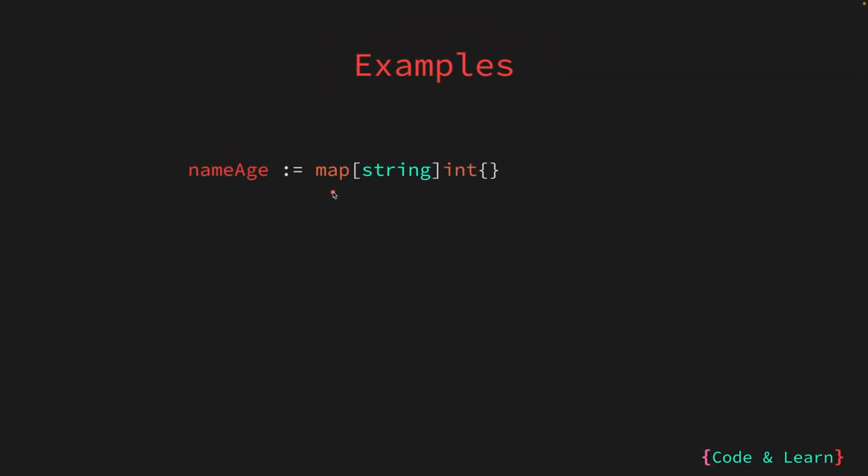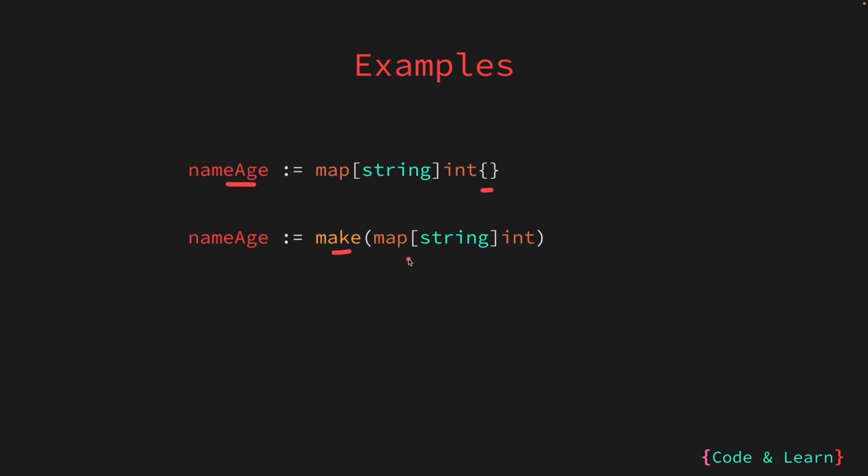In the first approach, we are creating an empty map named nameAge utilizing literal syntax. The curly braces are used to initialize an empty map directly. Here, we are creating an empty map using the make function. The make function is a way to create and initialize various types of data structures, including maps.